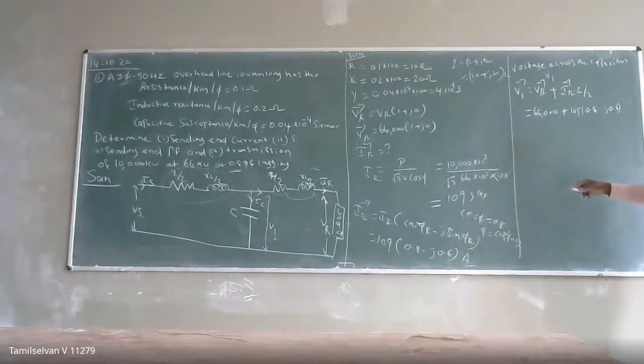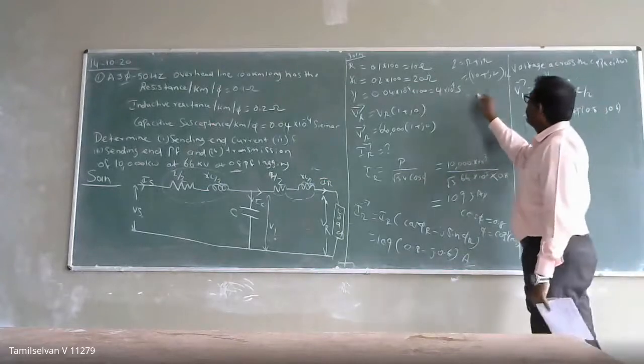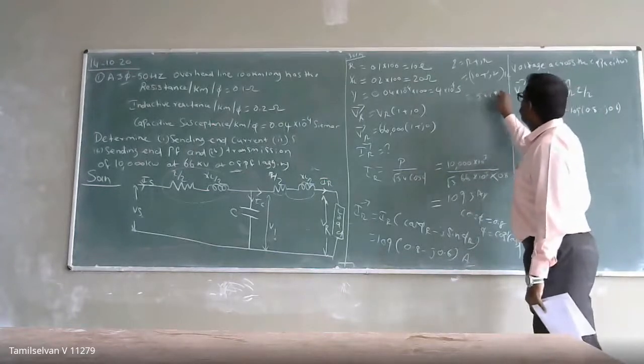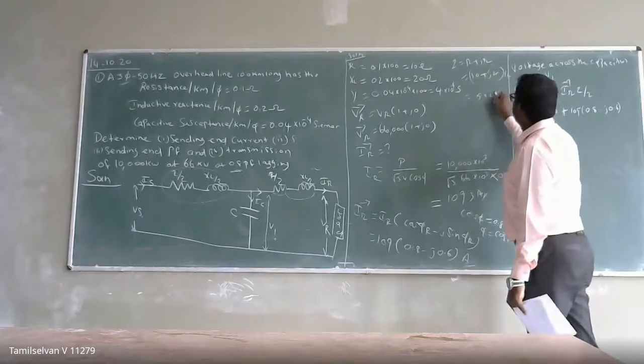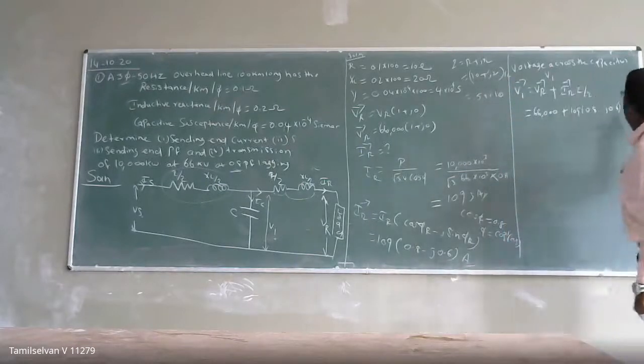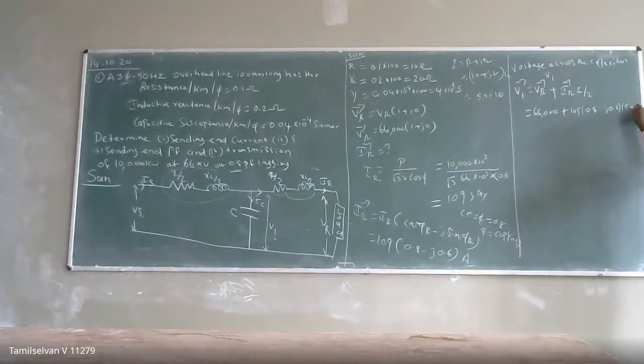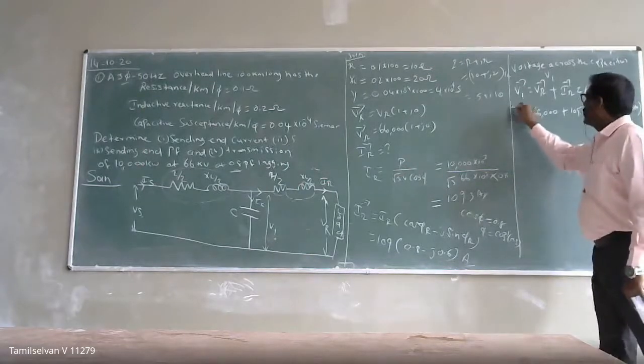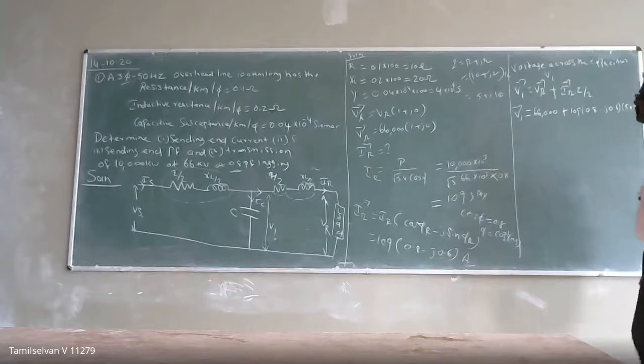When I divide by 2, what will happen? 5 plus j of 10. This is my V1 vector. Come on, calculate what the V1 vector is.